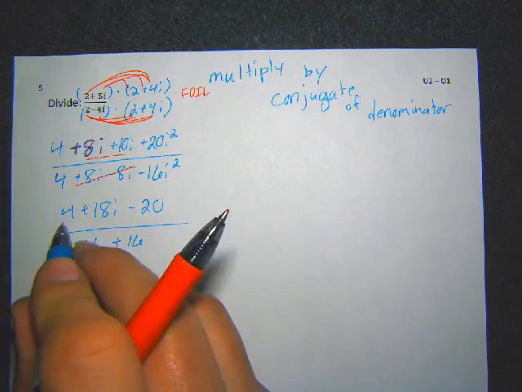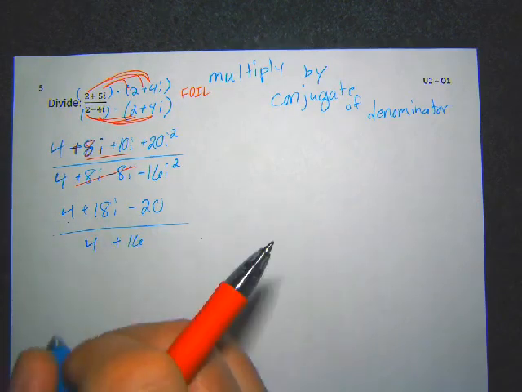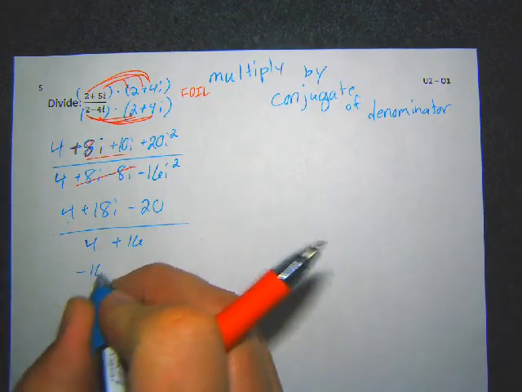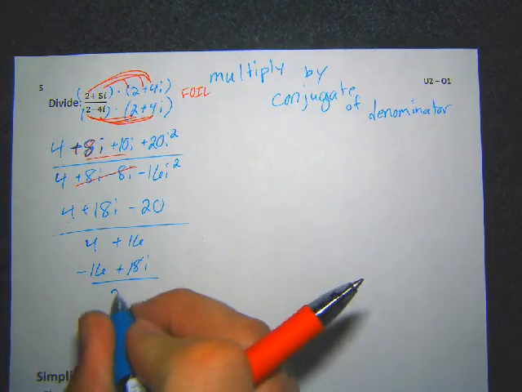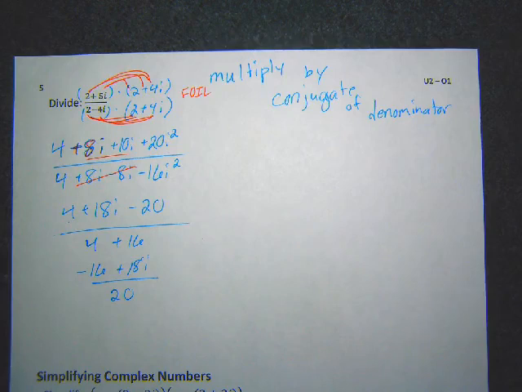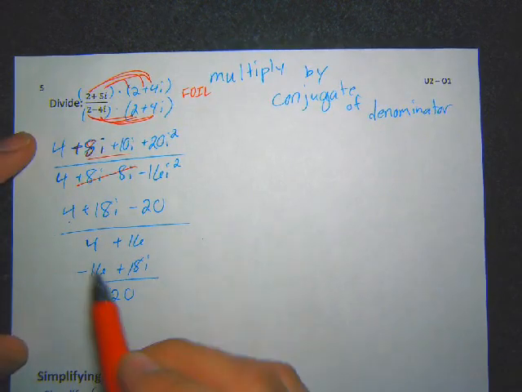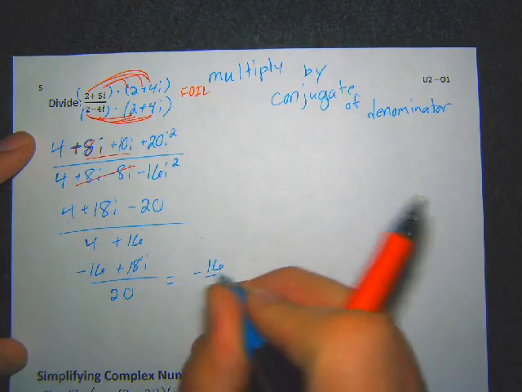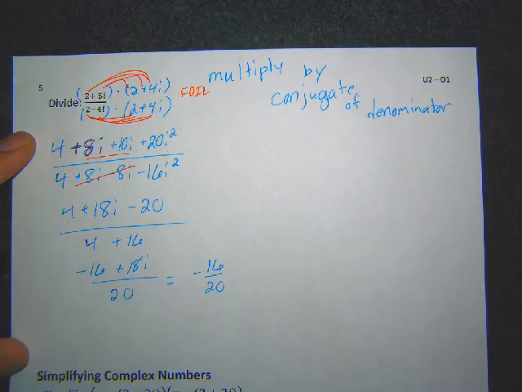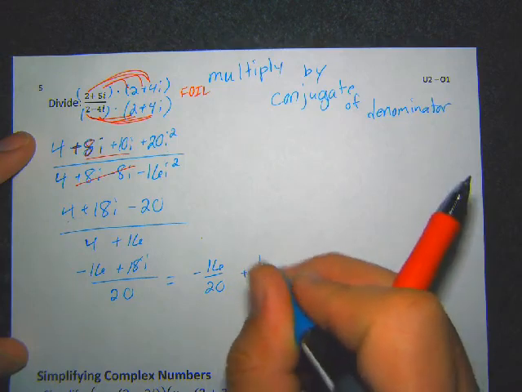On the top here, 4 plus a negative 20, I can combine those like terms. 4 minus 20 is negative 16, still plus 18i. On the bottom, 4 plus 16 is 20. Now here's where, again, I say I'm not done yet because I want to divide both parts by 20. So I'm going to break this up so it becomes negative 16 over 20, a fraction, because 20 doesn't go into 16 evenly, plus 18 over 20.